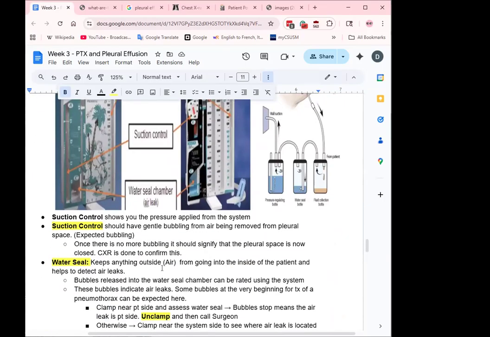Because essentially some of that is just from the fact that you are draining some stuff, especially if it's a pneumothorax. You're not draining water, you're draining air. So some of that coming in is expected.